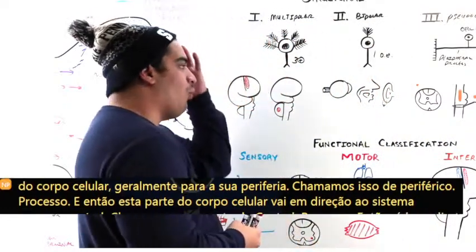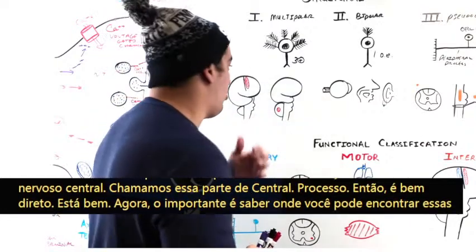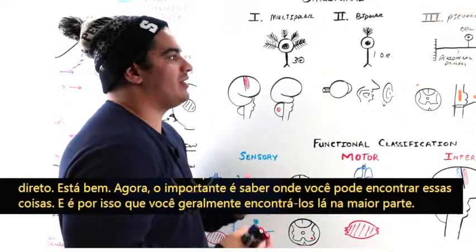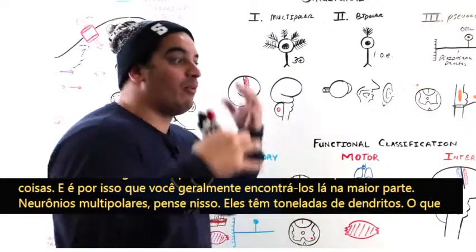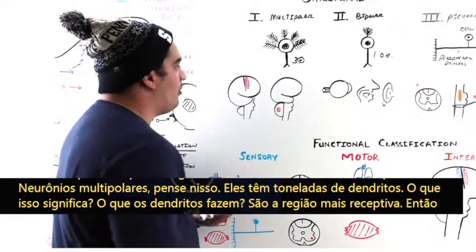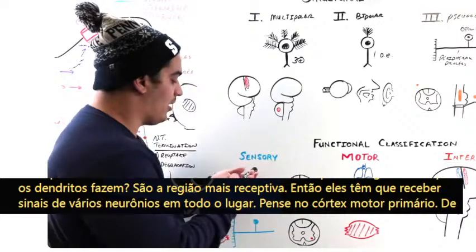Now the important thing is to know where you can find these things and why you would generally find them there for the most part. Multipolar neurons, think about it, they have tons of dendrites. What do dendrites do? They're the receptive region. So they have to receive signals from multiple neurons all over the place. Think about the primary motor cortex. Who does it have to receive information from? Because that's an example of a multipolar neuron.